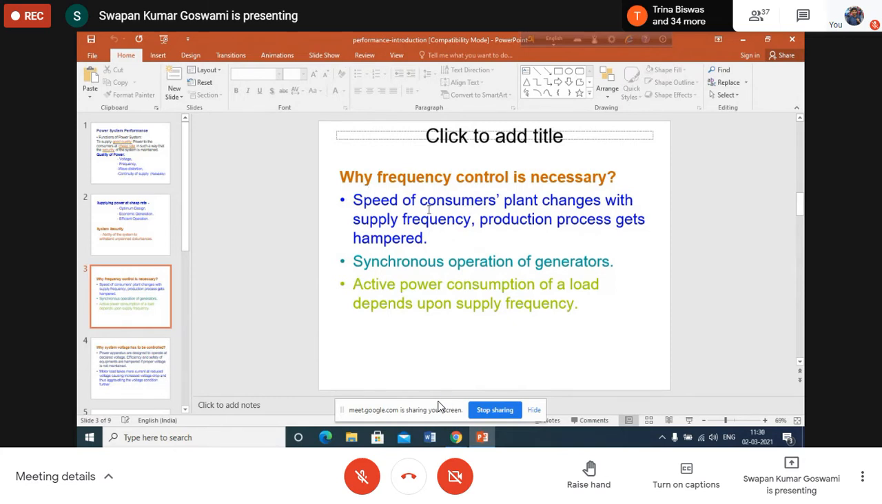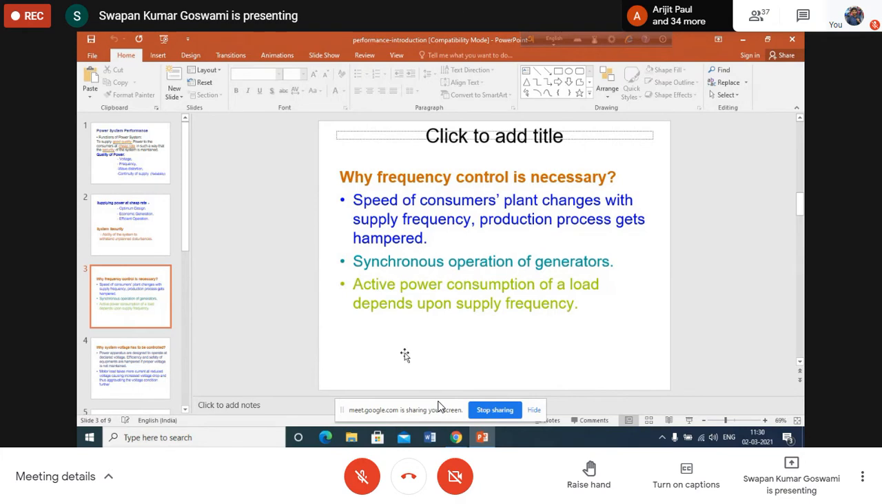That means consumer process depends upon the speed, depends upon the frequency. Not only the speed, quality also depends upon the frequency. For synchronous operation of the system, the frequency has to be kept constant, and the consumer active power demand also depends upon the frequency. So for all these reasons, the frequency has to be kept constant in power system. Is it clear or not? The reasons, is it clear? Would you understand? Yes, sir.